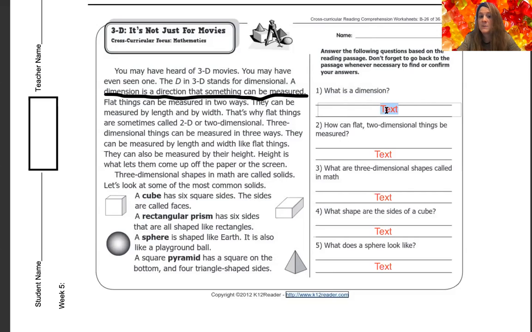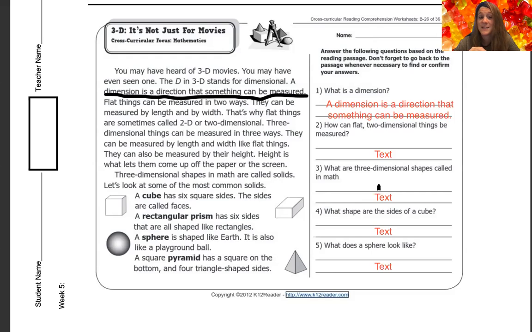So what is a dimension? It says a dimension is a direction that something can be measured. Okay, good job. And it's just what we underlined right here. So you guys did great. Question number 2, how can flat 2-dimensional things be measured? Remember, there's only 2 ways for a 2-dimensional object to be measured. And it tells us in the story how they can be measured.